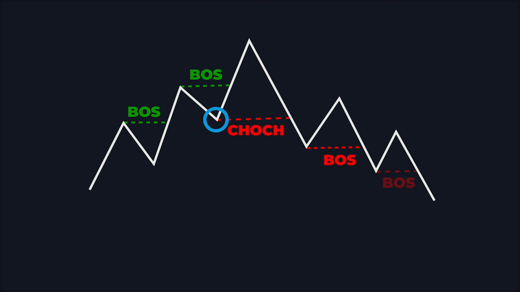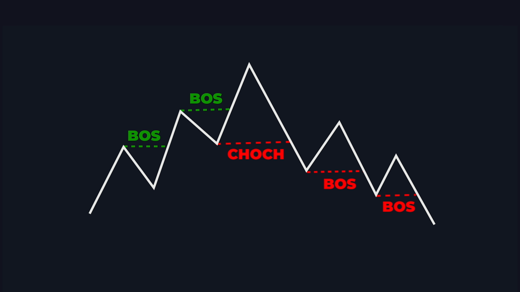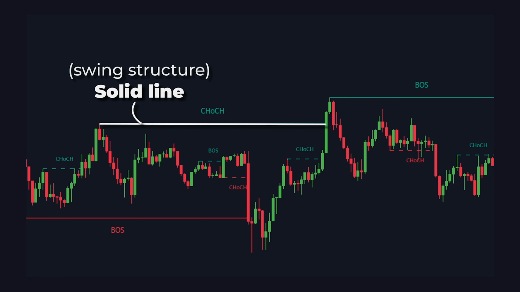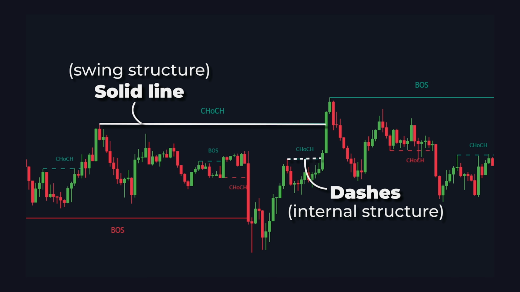A CHOCH, or change of character, signals a potential reversal when the market breaks a key structural level against the current trend, hinting the momentum is shifting, as seen in the example on the screen. One thing to note, when the line of either the BOS or CHOCH is solid, it represents a swing structure, and when the line has dashes, it represents an internal structure within a greater prevailing trend. So it's advisable to be keen on whether the line is solid or has dashes.